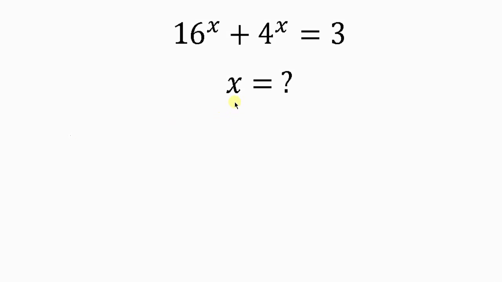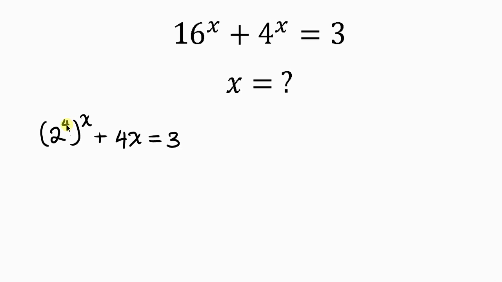Let's solve for the value of x, given that 16 to the x plus 4 to the x is equal to 3. Well, our first step will be for us to simplify 16. 16 is the same as 2 to the 4th, and it is raised to the x, so we have to raise that to the x, plus 4 to the x, okay, that is 4x equal to 3.